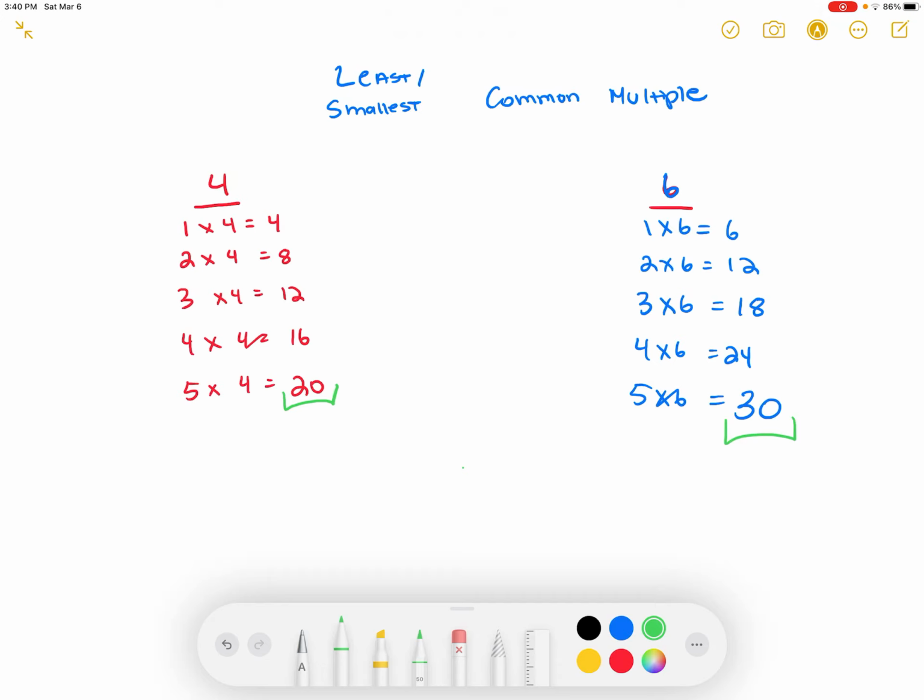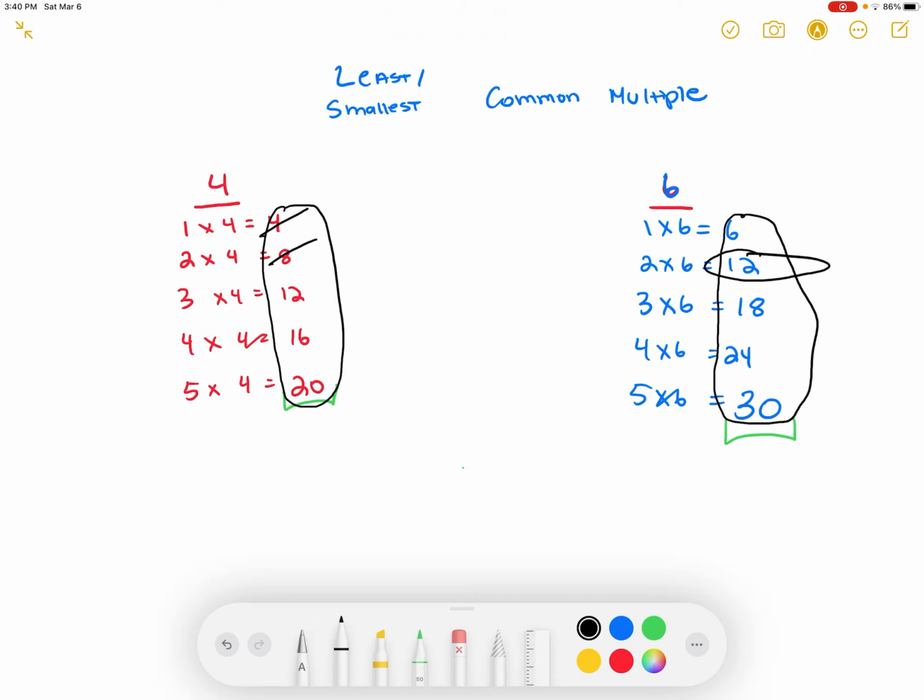What is the smallest number that they have in common? Well, let's check. Does 6 have a 4? No, 6 does not have a 4 in the multiples. We're looking at the multiples, not the factors. So 4 is out. Does 6 have an 8? 6, 12, 18, 24? No, it doesn't. So 8's out. Does 6 have a 12? Yes, it does. It's right here. It's the second one.